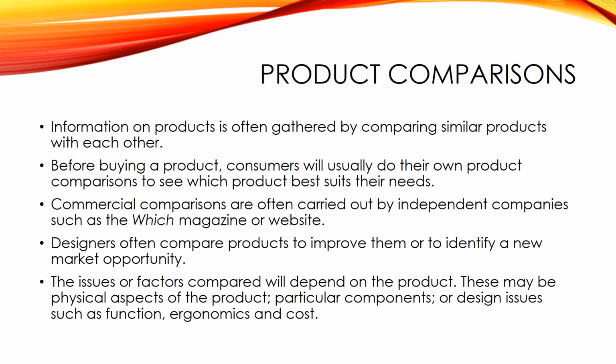Product comparisons is another very useful way of gaining information on products, particularly similar products, and we can do that by comparing them to each other. It's often something that we do ourselves as consumers. So if we think of ourselves as consumers rather than designers, it's something that we do when we go out to buy a new phone, for example, or a new laptop or a new games console. We're going to go out and look at what's out there on the market. We're going to look at the features that they have and compare them to each other to try and determine which product is best for us.